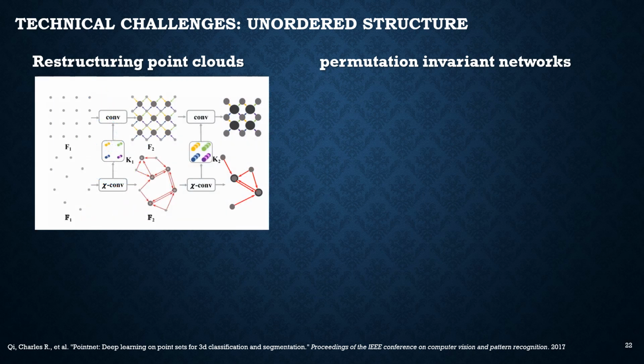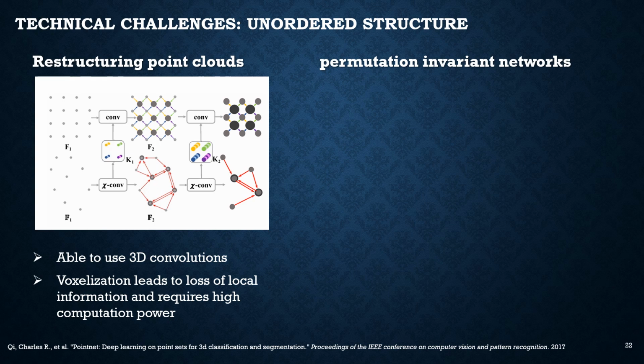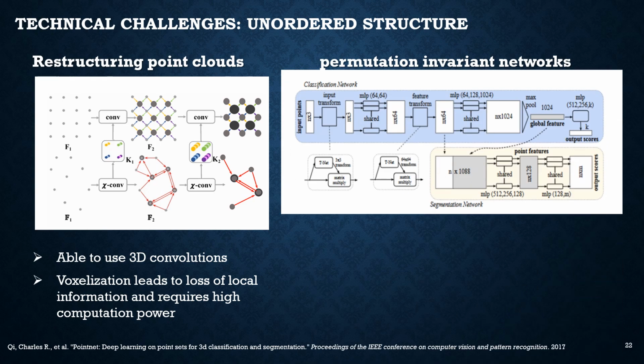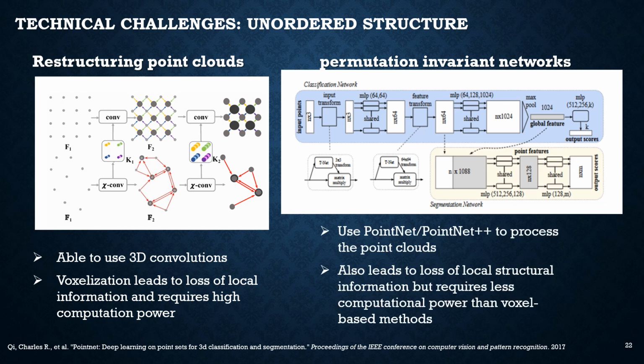The first is by restructuring the point clouds into 3D grids or voxels and by using 3D convolutions for the completion and inference. The other method is by using permutation invariant networks like PointNet and PointNet++ to directly process the point clouds, extract features, and complete them. While the former method is more robust to noise than the latter, it also tends to be highly costly in computation power.